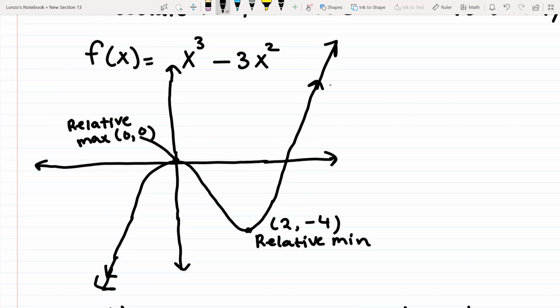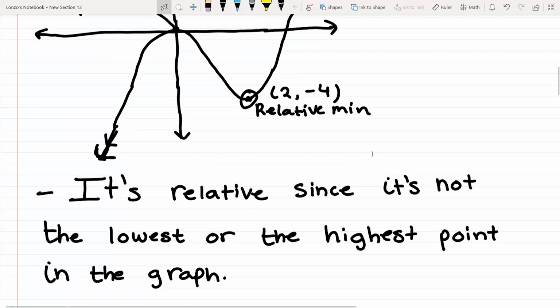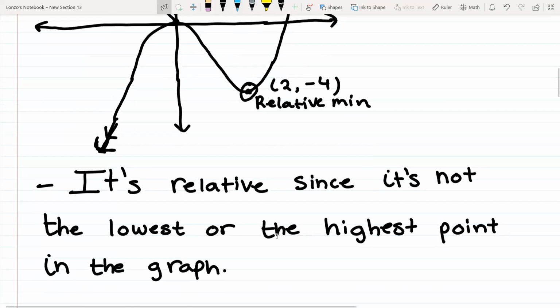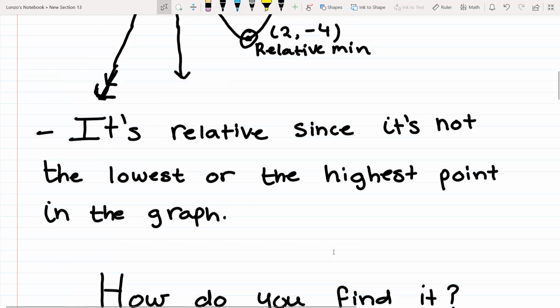So that's why this is one of the lower points of the polynomial. It's not the lowest because this keeps on going down to negative infinity. So this is one of the lowest. So that's why they call it relative min. And then over here, 0, 0 is a relative max. It's not the highest point because this keeps on going up. So that's your relative max. That's pretty much the difference between a relative max and relative min. It's relative since it's not the lowest or the highest point in the graph.